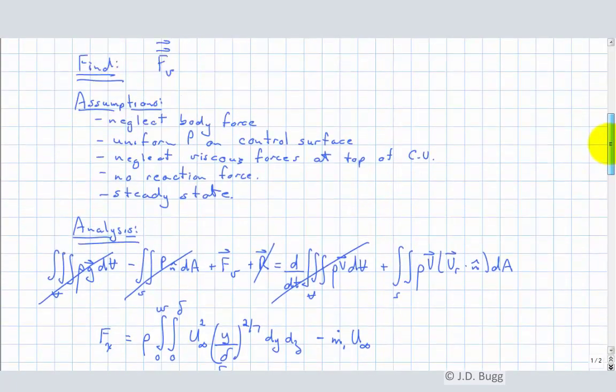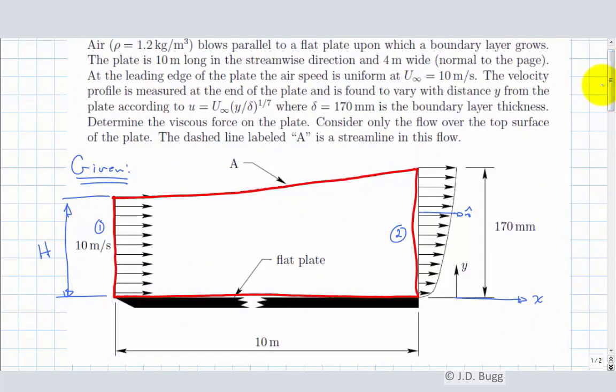So let's go back to our diagram and remind ourselves what that is. That's this distance here. Okay. Well, if we take a look at this, one conservation law that we haven't used yet is conservation of mass. So we know this distance, 170 millimeters, and we know an equation for this velocity profile, so we can calculate the mass flow rate out of there. Because this is a streamline, we know there's no mass flow across it. So that'll allow us to calculate the height of this. So conservation of mass is the thing that is going to give us this h.